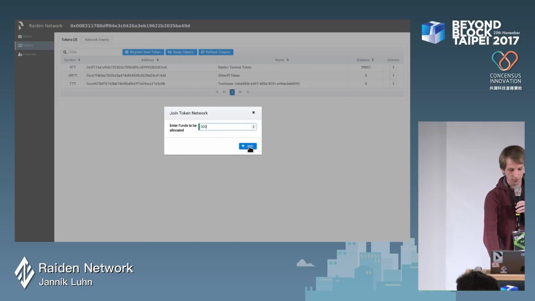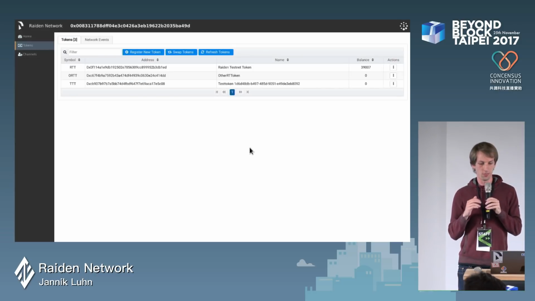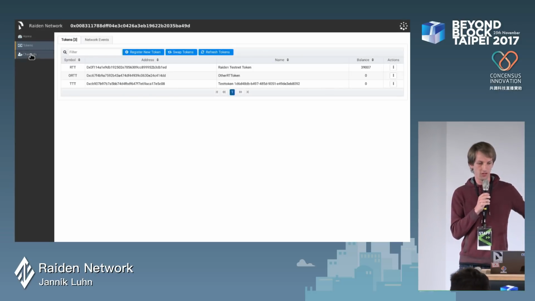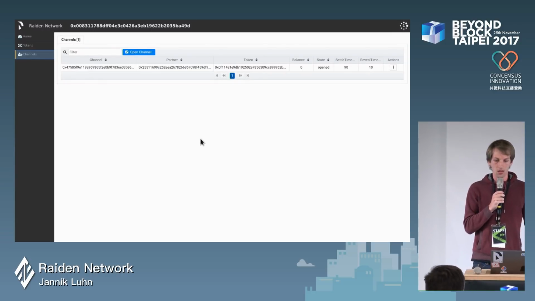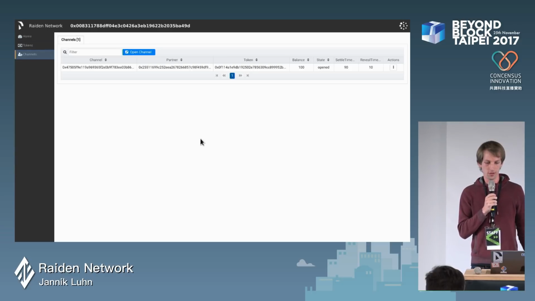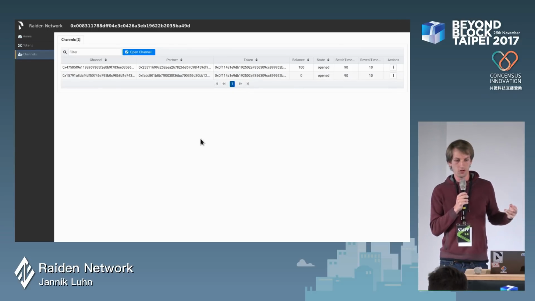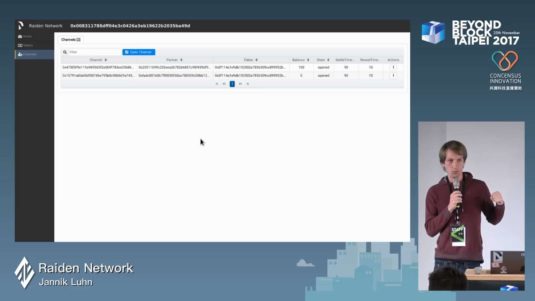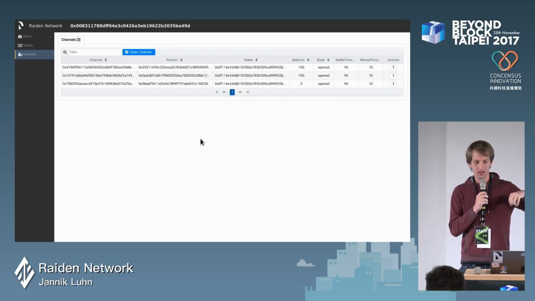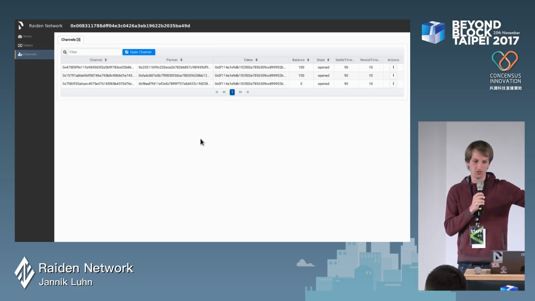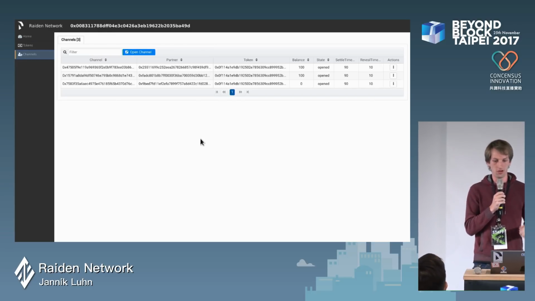And now these 500 tokens will be used to open channels to other people, because we want to participate in this network, so we need channels to several parties. This will now use 300 tokens to open channels to other parties, and we will keep the other 200 tokens in reserve to be able to make bidirectional channels. If someone connects to you, you have some tokens left to make a connection in the other direction, which is a nice thing to have.